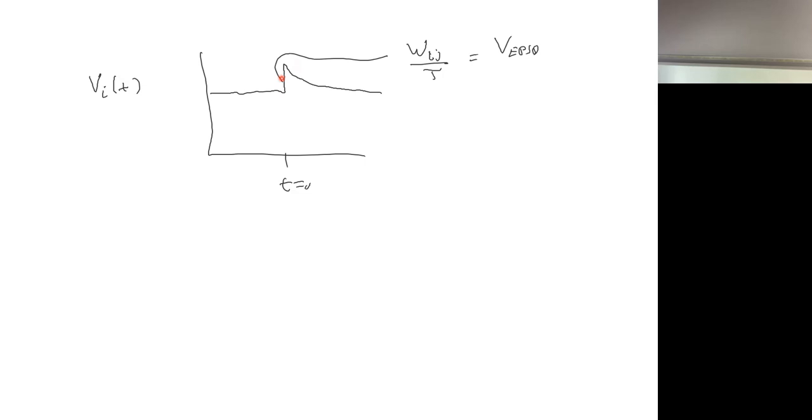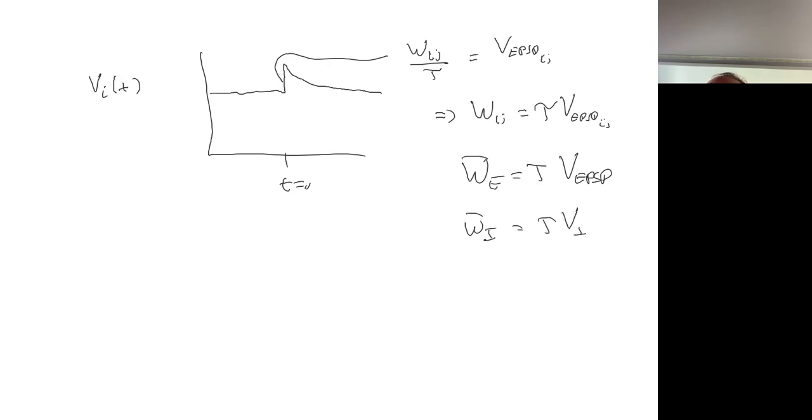In the absence of any other currents, a single spike gives an increase and a decrease. That's what you see when you measure in experiments. So that implies that W_ij equals tau times V_EPSP. And so W bar E equals tau V_EPSP, and W bar I equals tau V_IPSP. Okay, so now that told us the size of the weights.